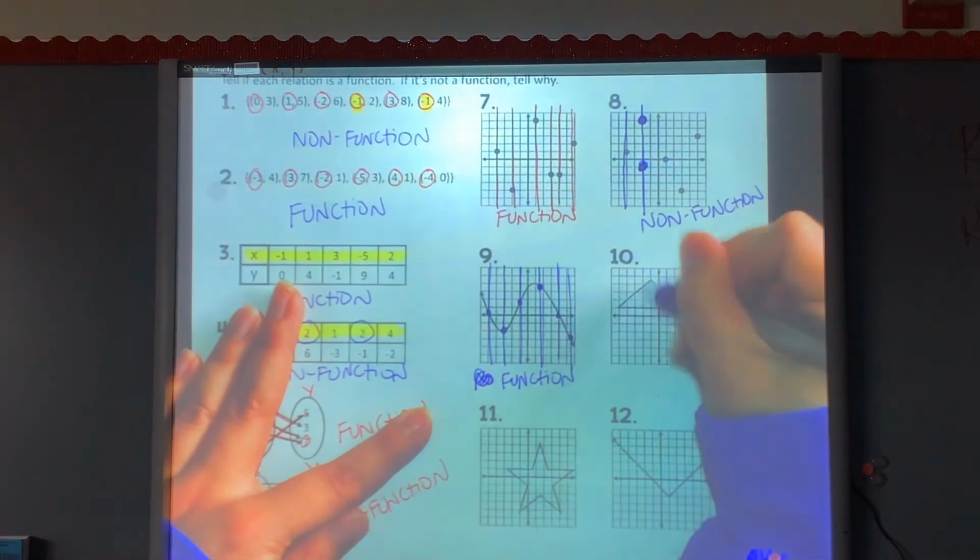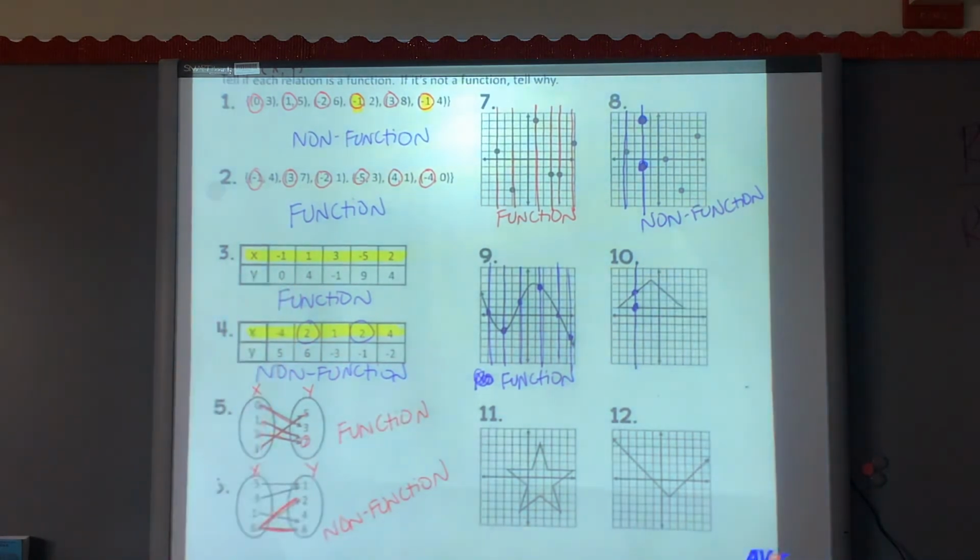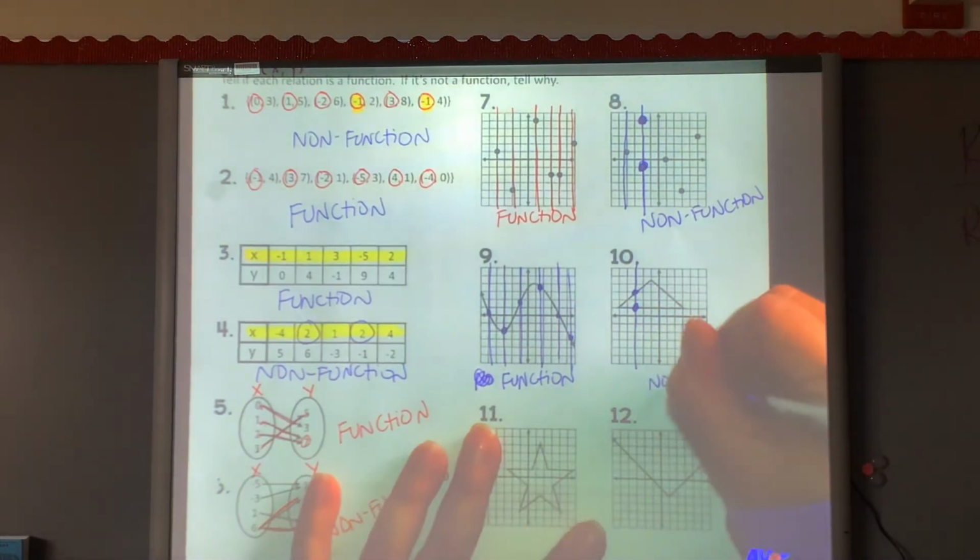All right, what about here? I'm just going to draw a random one, and as soon as I drew it, I realized it goes through that triangle 2 times, more than 1 time. So this one is right off the bat a non-function.